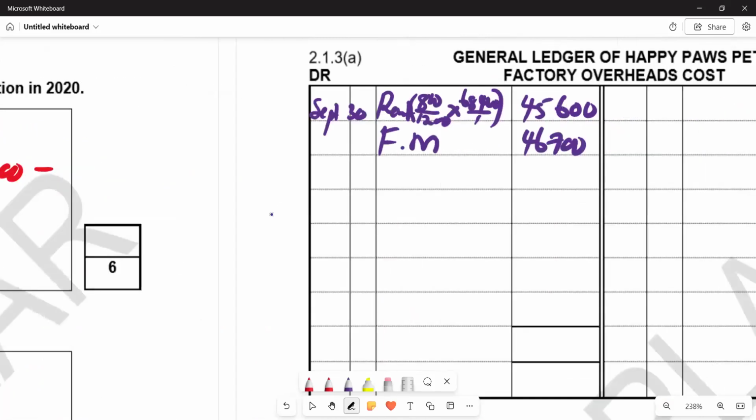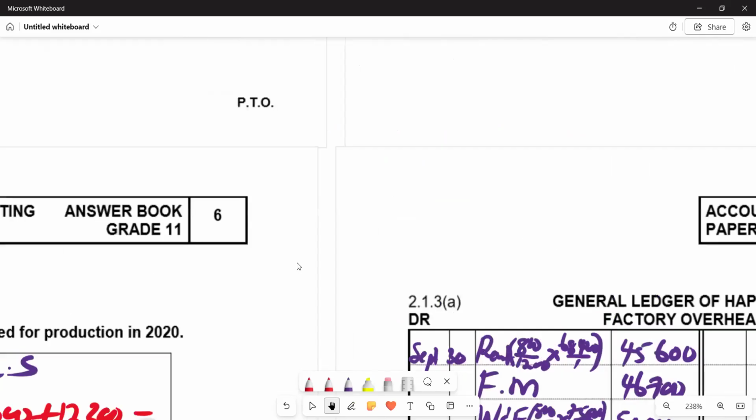So here we're saying water and electricity, and in brackets we say 800 over 1,200, and then we multiply by the amount that we have for electricity, 75,000. The figure that you get there is going to be your 50,000. Right, so we go again and check the next overhead that we have.